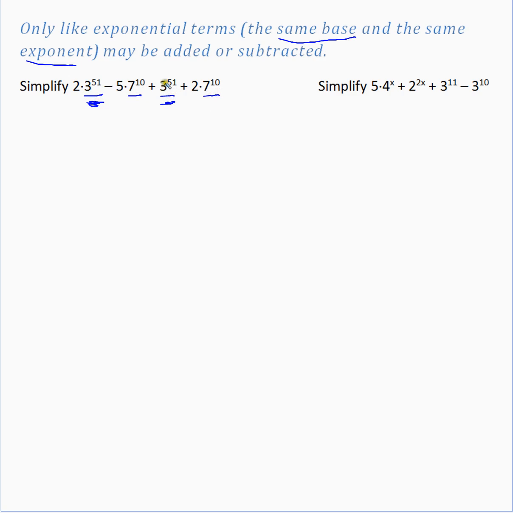And this is going to be, again, similar to adding like terms. So in fact, I'm going to circle this. I have 2 of these. And how many of these do I have here? Well, I have just 1 of them. So I have 2 3 to the 51st plus 1 3 to the 51st. So that gives me a total of 3 times 3 to the 51st. And then here, we'll box these in. I have negative 5 of these plus 2 of these, which gives me negative 3.